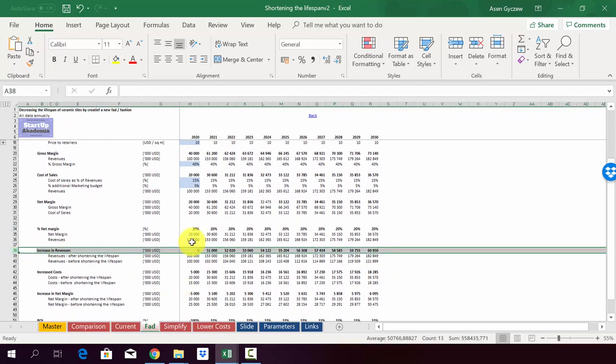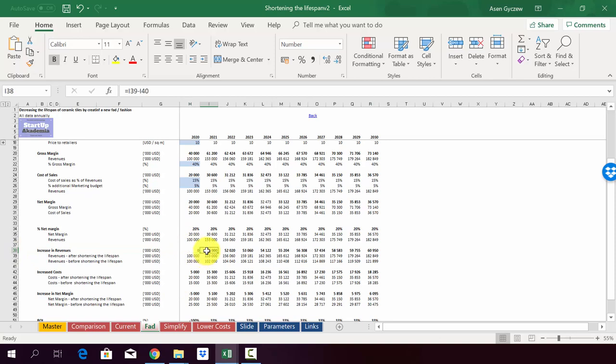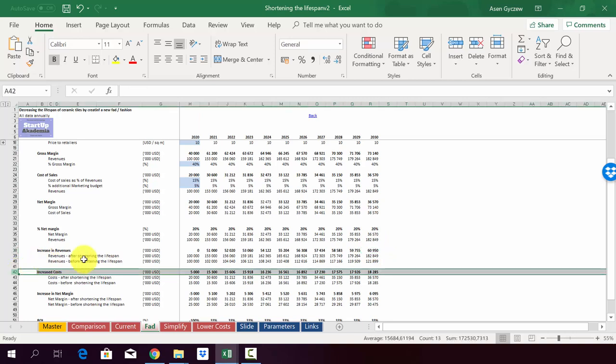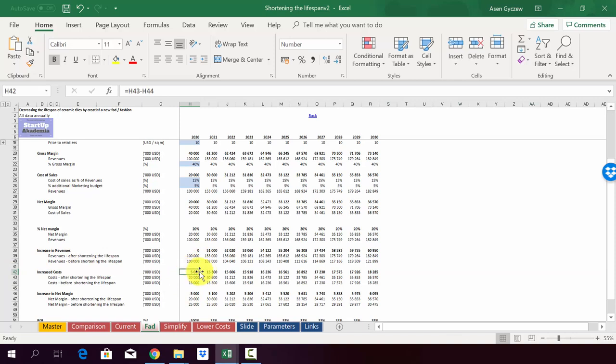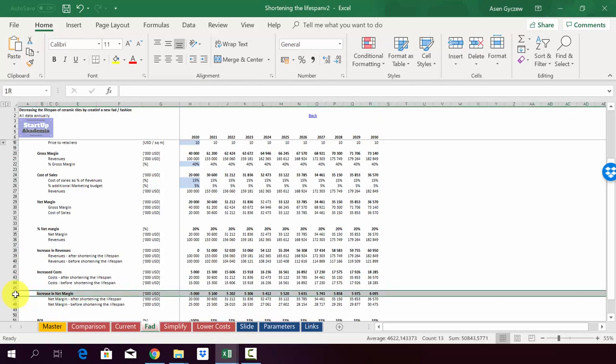So in terms of revenue, we see significant growth of 51 million in 2021 and 60 million in 2030. So in terms of revenue, this has a positive impact. In terms of cost, obviously it will be higher. So we'll spend 5 million more in 2020, 15 in 2021, and then this will grow up to almost 20 million in 2030. However, despite the increase in cost, we can see that there is an increase in net margin as well.